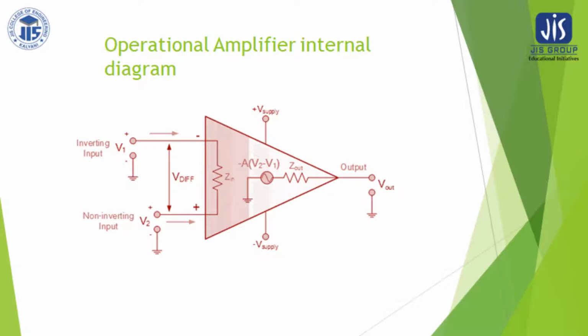VCC is the positive bias voltage, and this is the negative bias voltage, which is minus VEE, and V0 is the output. This VCC ranges from 3 or 5 to 15 volt, and the negative supply ranges from minus 5 to say minus 15 volt.